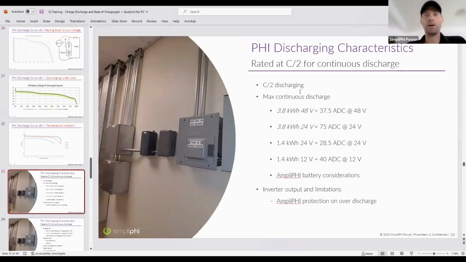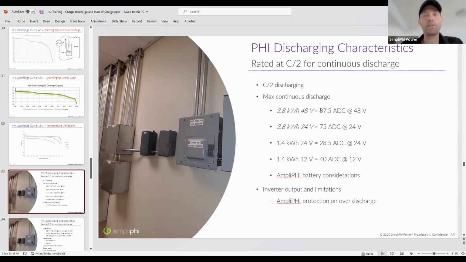So let's talk a little bit about the 5 battery discharging characteristics. We want to not exceed a C/2 discharge rate. The maximum continuous discharge rate for a 48 volt battery is then 37.5 amps. That works out to the battery discharging in 2 hours. So if you have a 3.8 kilowatt hour battery, that's the capacity. The power output of that battery would be, you would be discharging at 1.9 kilowatts. Power is the rate at which you're using energy. You're using up half of that battery in an hour maximum.